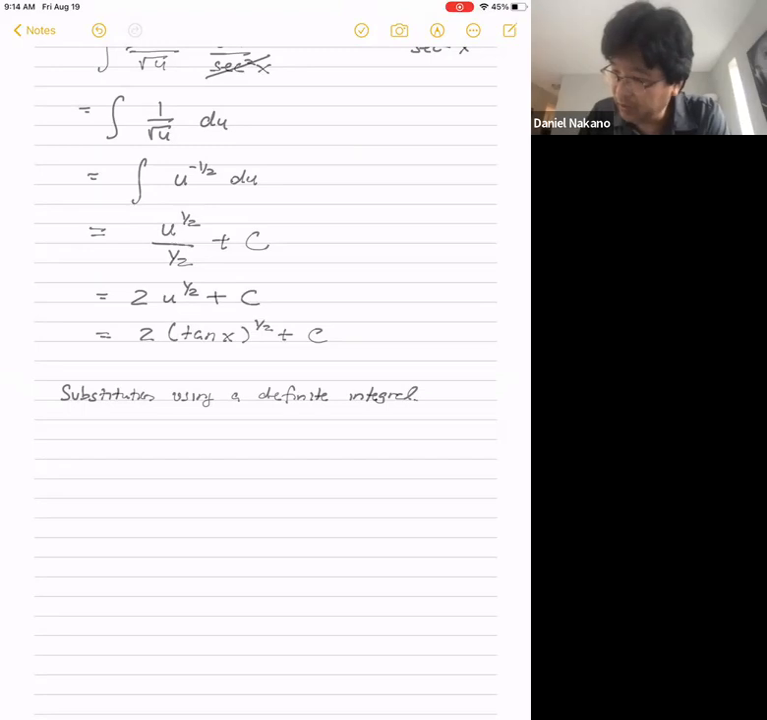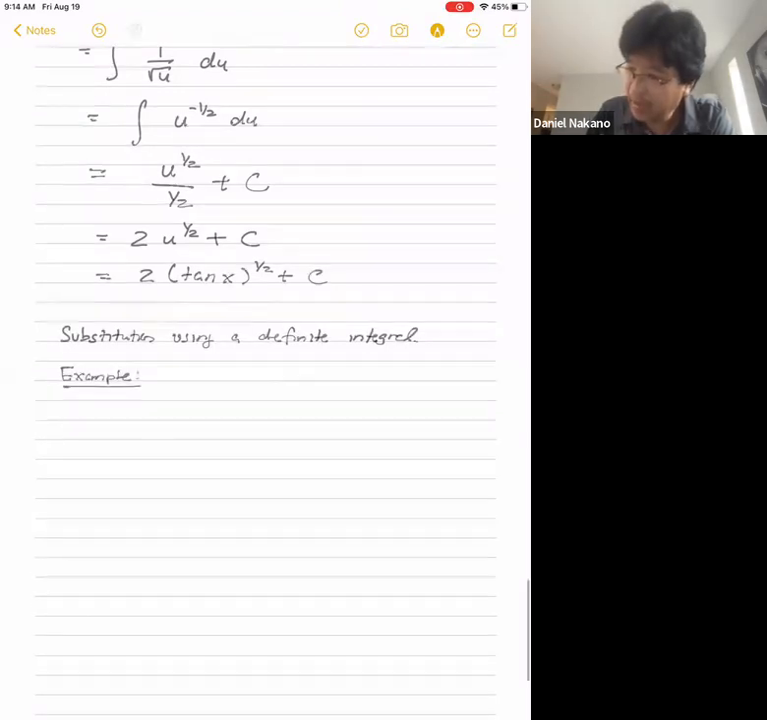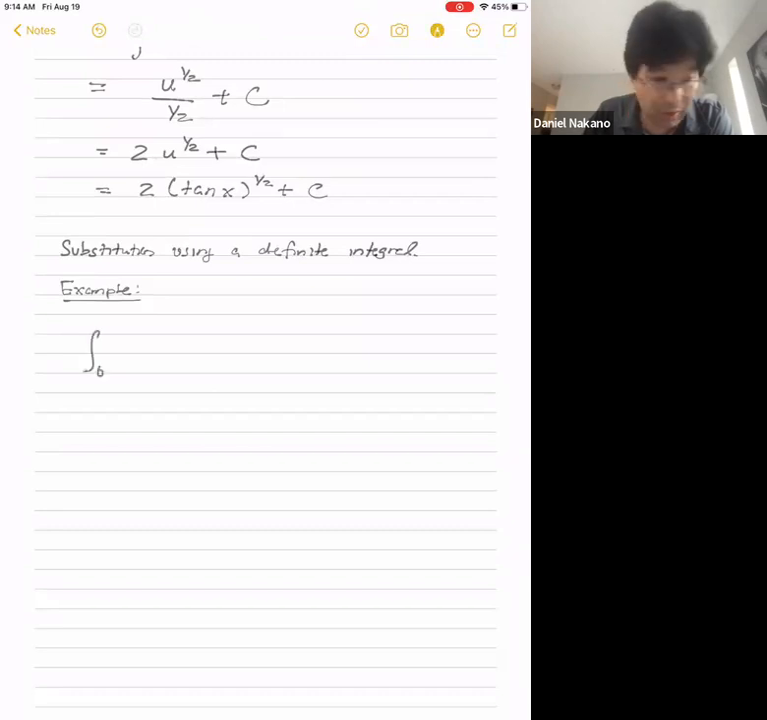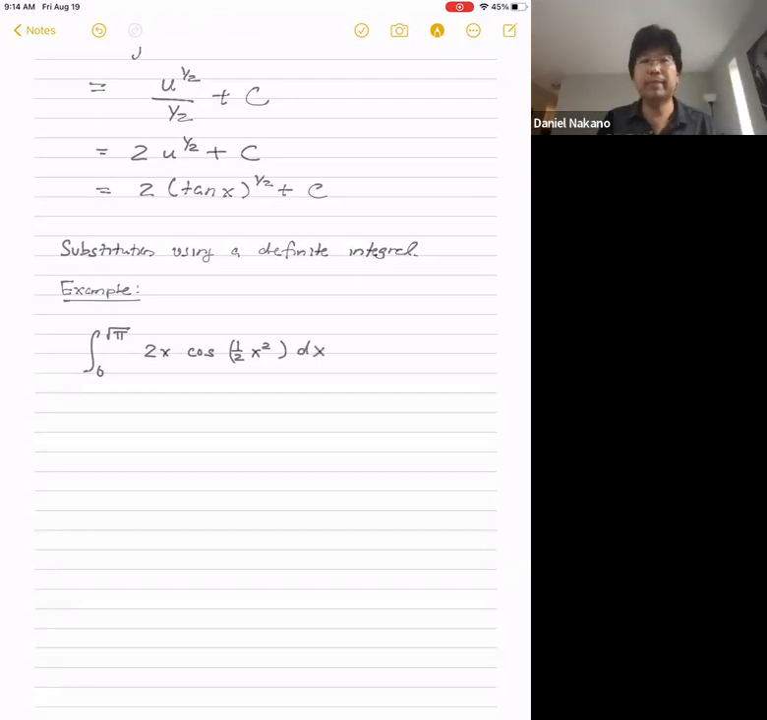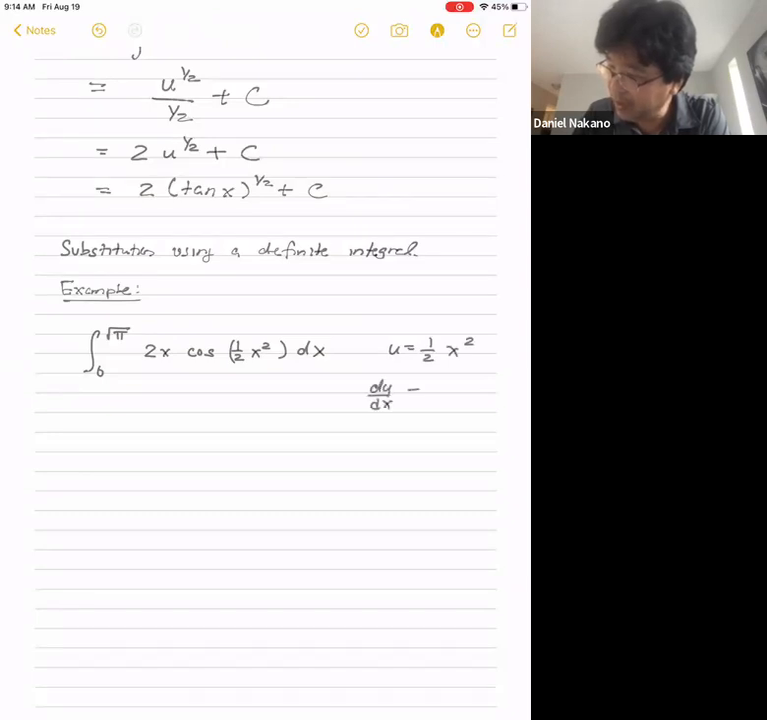Okay, so let me again give you an example. So I want to integrate from 0 to the square root of pi of 2x cosine of 1/2 x squared dx. Now, in this problem, we can see what we want to do. We want to get rid of that 1/2 x squared inside the cosine. That's giving us problems. So when I take du dx, I'm just going to get x, right? I just take the derivative.